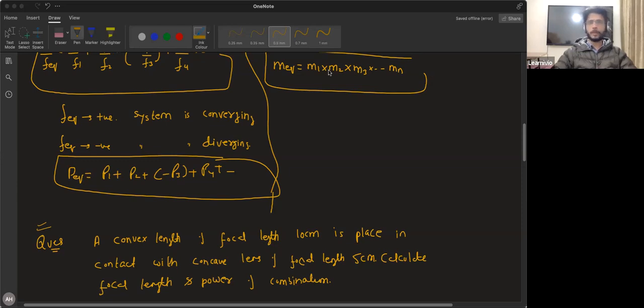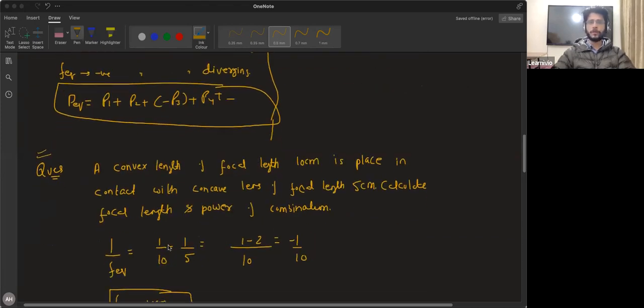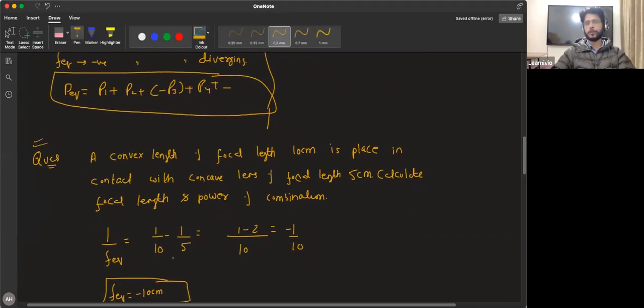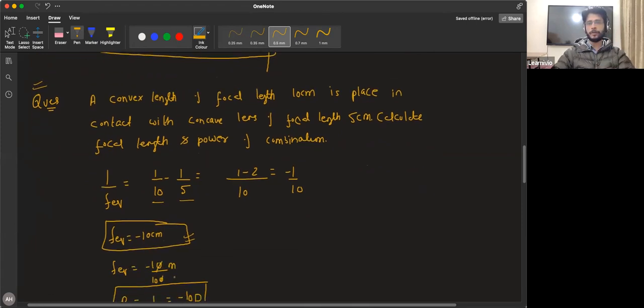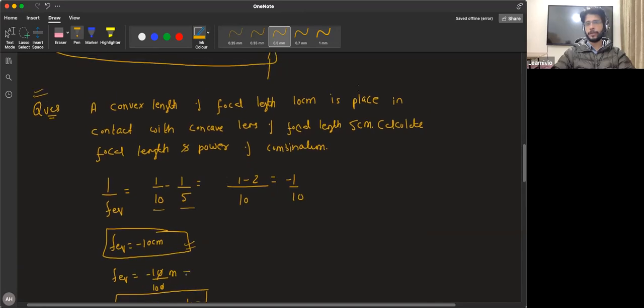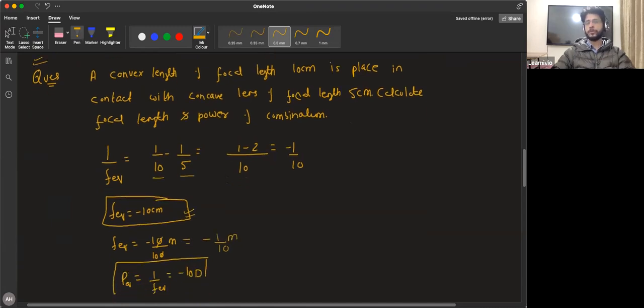See, the calculation is straightforward. 1 by f equivalent is 1 by f1 plus 1 by f2. So it's 1 by 10 minus 1 by 5. It's minus 1 by 10. So the equivalent focal length is minus 10 centimeter. If you want to calculate power, then keep your focal length in meter. So to convert this in meter, divide by 10. So it's minus 1 by 10 meter. Now you can calculate power, which is 1 by f equivalent, which is minus 10 diopter.